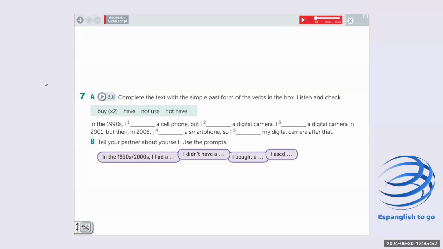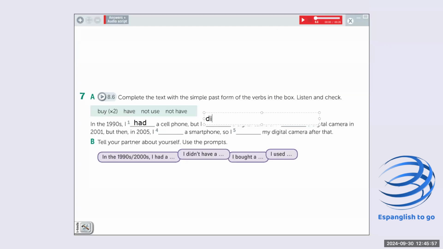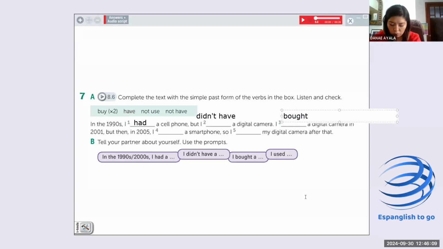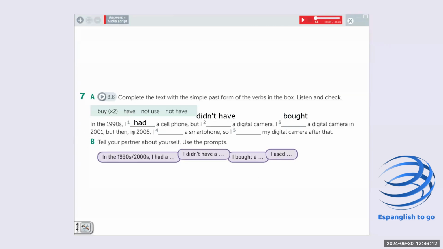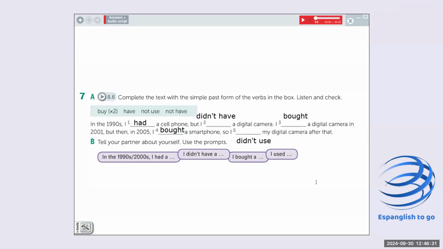Okay, perfect. These are the answers. I had a cell phone, but I didn't have a digital camera. I bought a digital camera in 2001, but then in 2005, I bought a smartphone, so I didn't use my digital camera after that. Did you have the correct answers? I changed had and didn't have. Okay, perfect. Very good. Excellent. It's not a big deal.